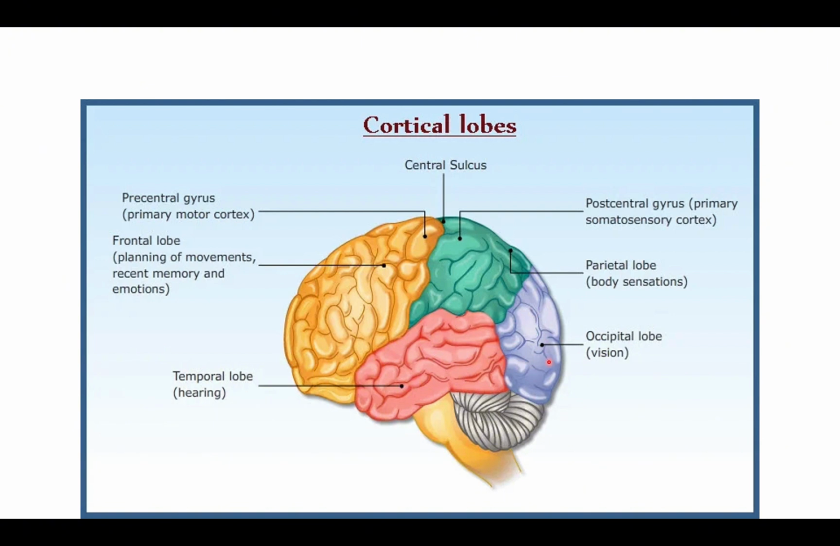The occipital lobe is for vision, and again I have covered this in one of my videos where we looked at the vision pathway all the way from the optic nerve, optic tract, and then to the lateral geniculate body, and then through the optic radiation all the way to the primary visual center in the occipital lobe.